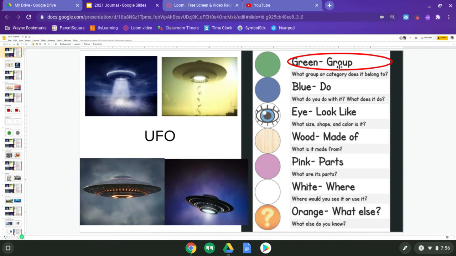Green is group. So what group or category does it belong to? What does a UFO do? What is a UFO? Who is in a UFO? Where would we see that at? Think about those as you answer our question.